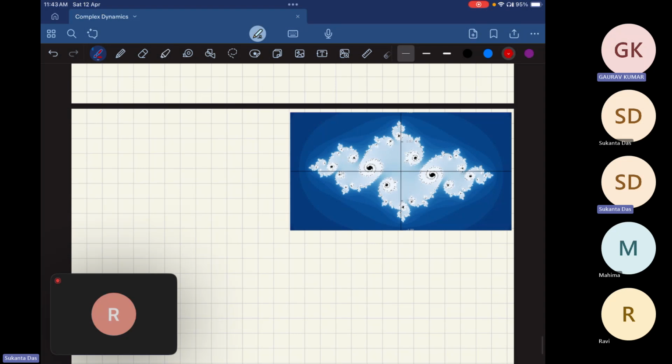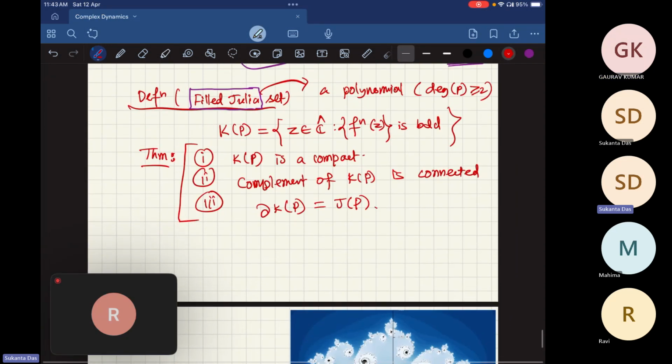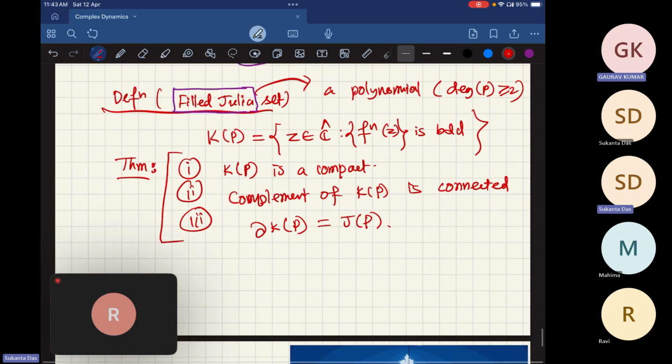Okay, so in this case, you see, am I audible? Yes. I have a small question. Since you have pointed out in the third point that the boundary of Kp is the Julia set of P, I'm asking, maybe you have not defined that thing, but can buried components exist for this polynomial case?